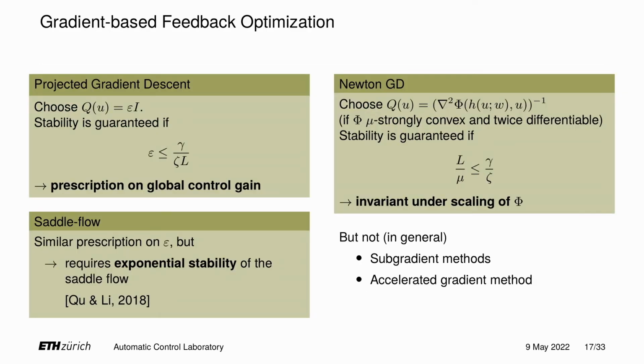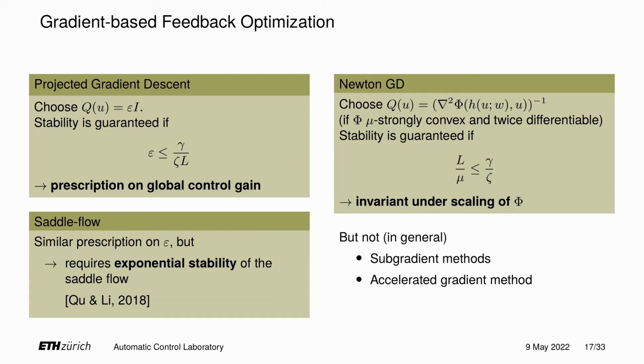Okay, so this can be extended to projected gradient descent, so the projection doesn't really hurt the analysis, and you get, as I said, a prescription on the global control gain. If you have a Newton-like preconditioning with the inverse of the Hessian, you get some invariance under scaling, okay? And in the case of saddle flow, the tricky part is that the flow needs to be exponentially stable, right? Which for convex problems is something that's been looked into only quite recently.